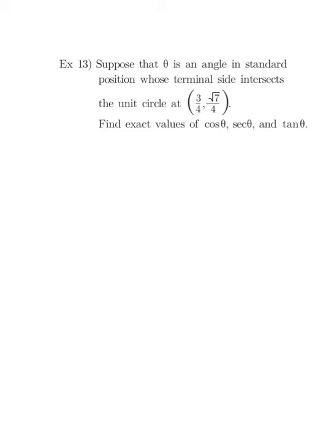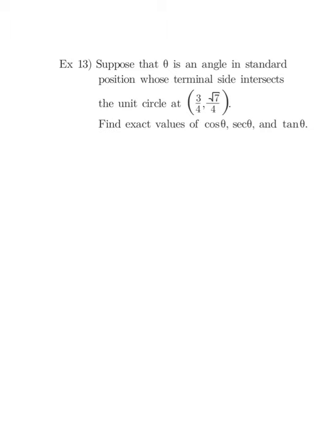On example 13, we are told, suppose that theta is an angle in standard position whose terminal side intersects the unit circle at the point 3/4, square root of 7 over 4. And then we are asked to find exact values of cosine theta, secant theta, and tangent of theta.